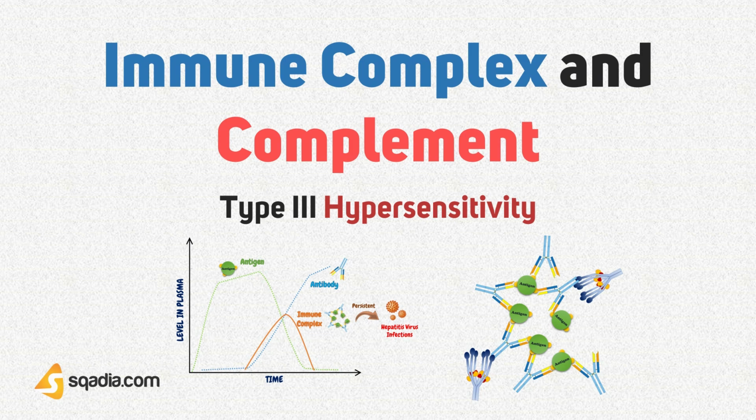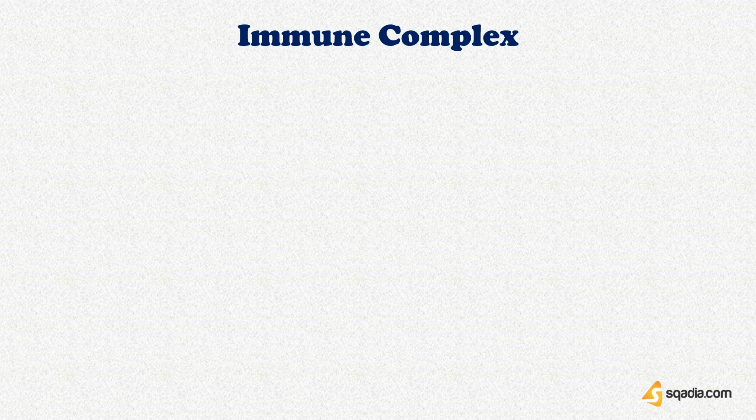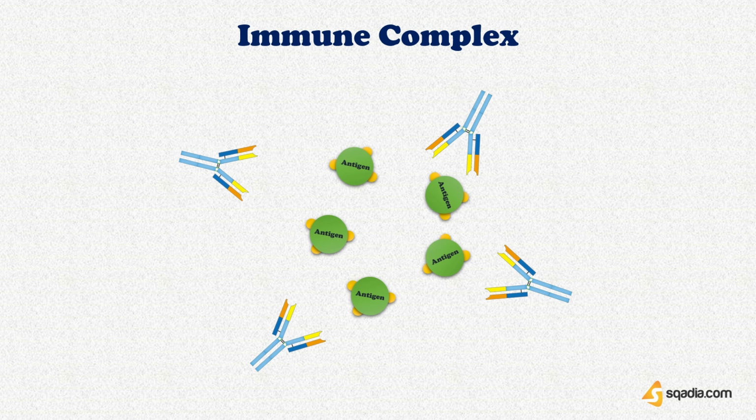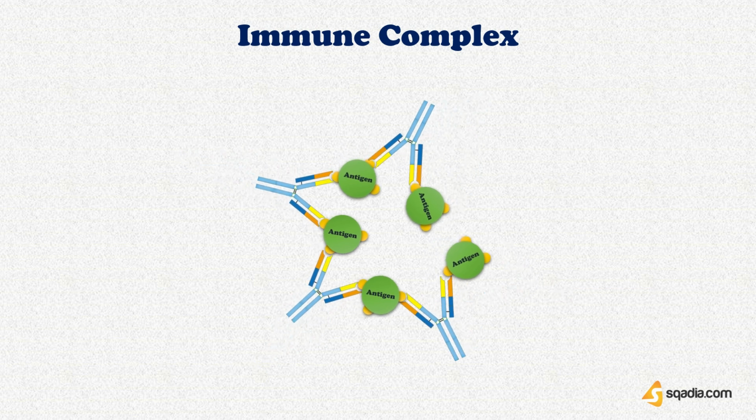Now, let me first start with the immune complexes. Immune complexes, or antigen-antibody complexes, I told you, are the lattices of antigen and antibody. Now, these antigens forming immune complexes must be polyvalent. What does this polyvalent mean? That each antigen molecule must be able to bind more than one antibody molecule.